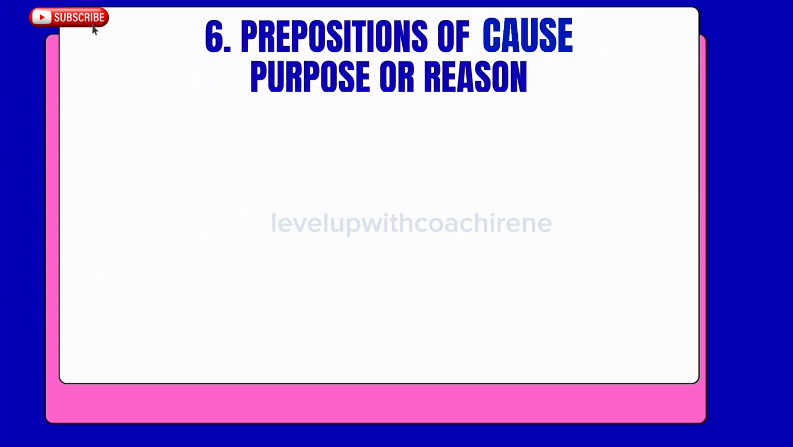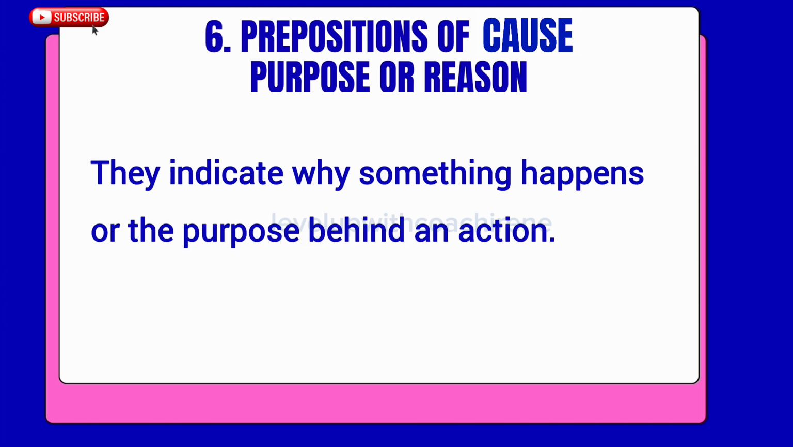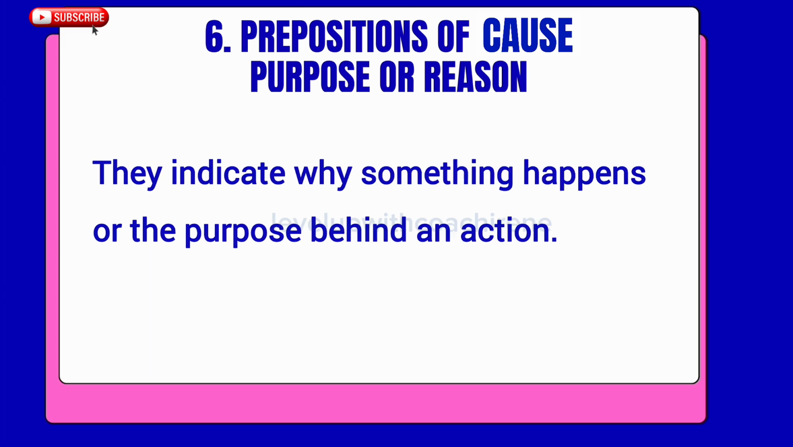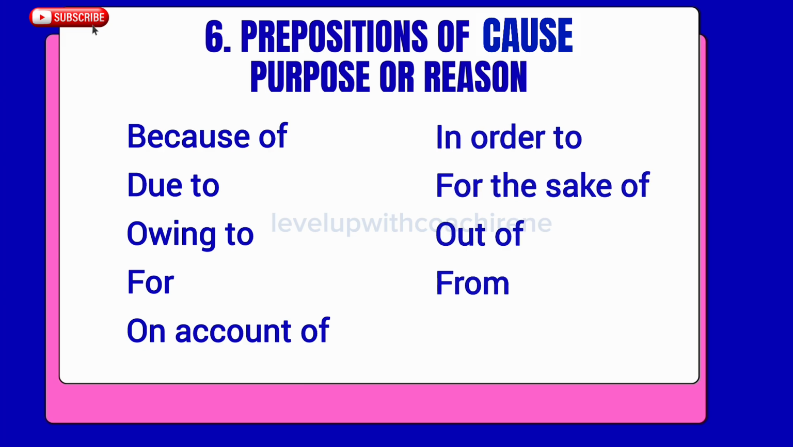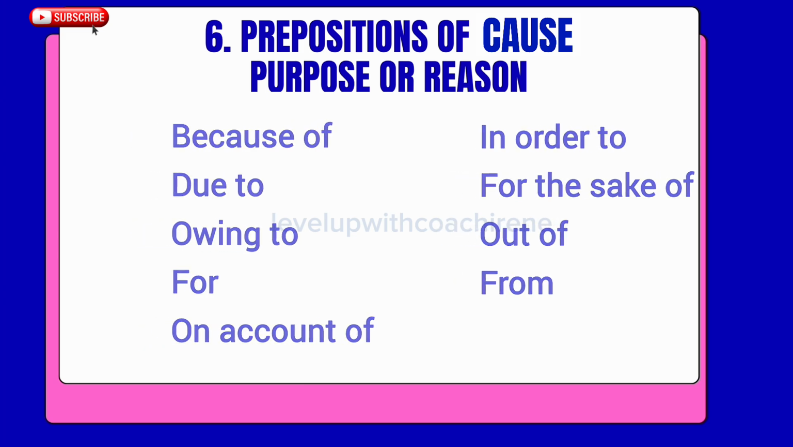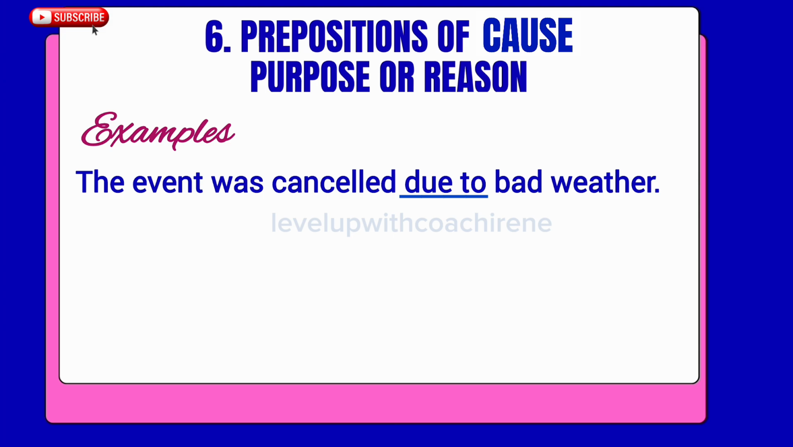Number 6, prepositions of cause, purpose, or reason. They indicate why something happens or the purpose behind an action. They express the relationship between an action and its cause, purpose, or reason. They include because of, due to, owing to, for, on account of, in order to, for the sake of, out of, from. Examples include: The event was cancelled due to bad weather.